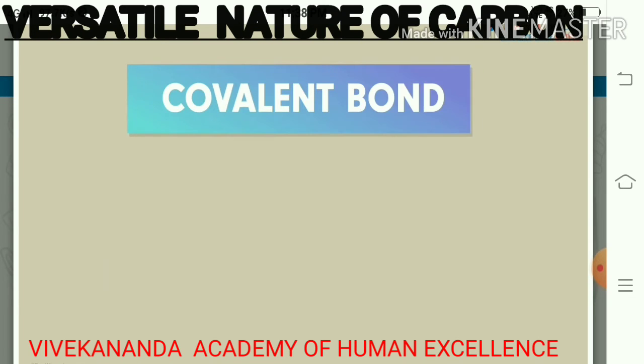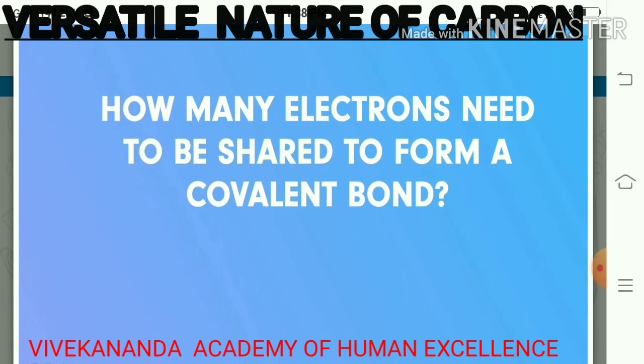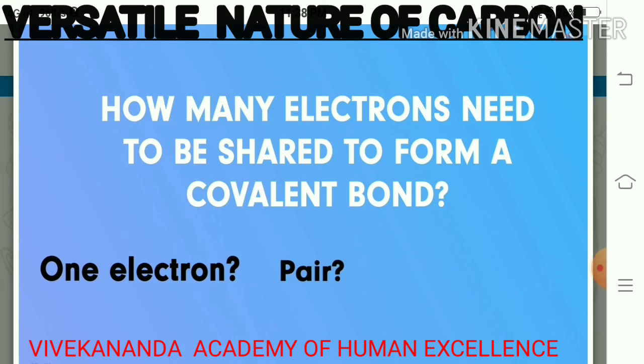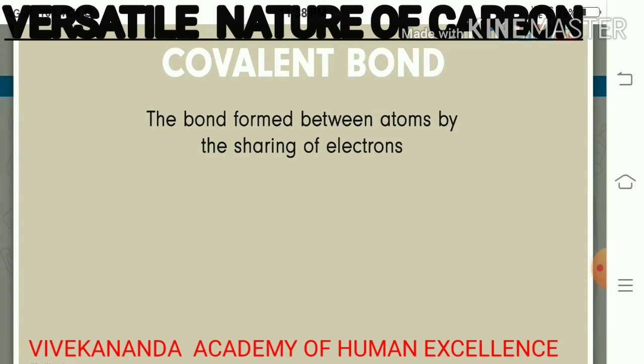How can we define a covalent bond, by the way? In simple words, it's the bond formed between atoms by the sharing of electrons. Now the next question that pops up in our mind is how many electrons need to be shared to form a covalent bond? Is it 1 electron or a pair? Or more than a pair? Can you guess? Let me help you with the answer.